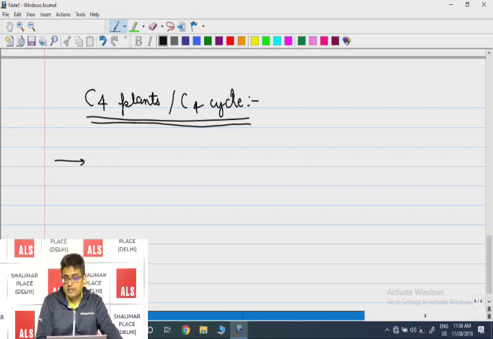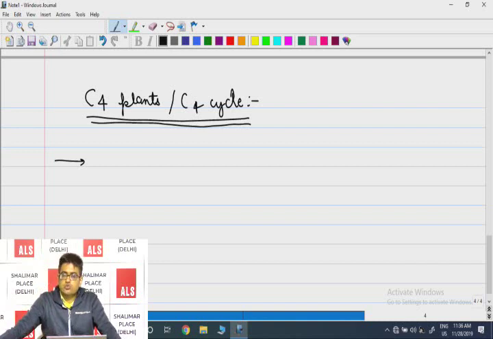So when this was studied further, it was found that there is a very important difference between other plants and these plants, and that difference is that when you study the first carbon dioxide fixed product, it is a 4-carbon compound, not a 3-carbon compound. So that is why these plants were called C4 plants. When this difference became clear, the cycle was studied in great detail. Okay, so I'll discuss this in time.